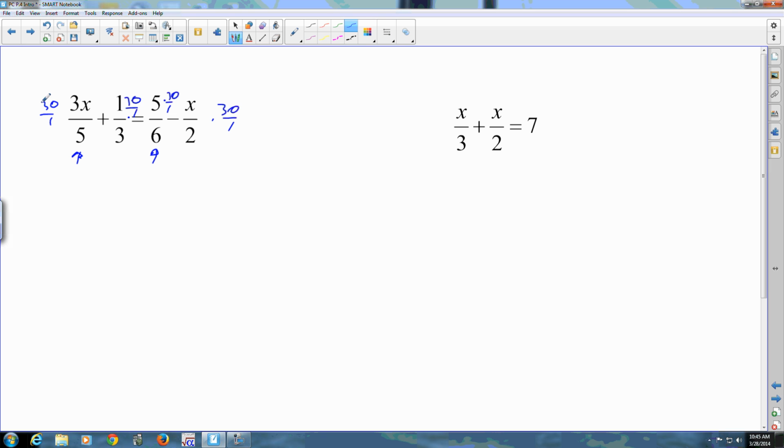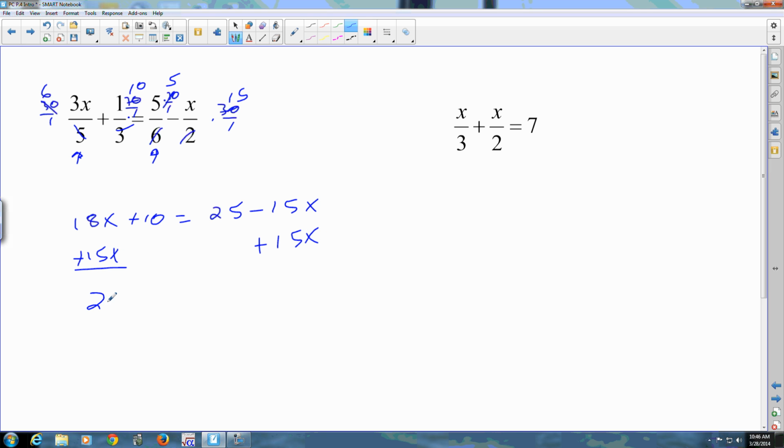5 goes into 30 6 times. 6 times 3 is 18. 3 goes into 30 10 times. 1 times 10 is 10. 6 goes into 30 5 times, so I have 25 minus 2 goes into 30 15 times, so 15x. In one step, no more fractions. It's much more palatable. I'm going to add the 15x to both sides.